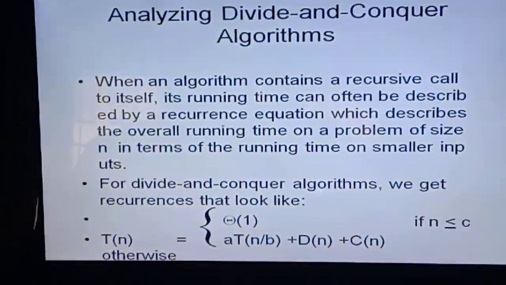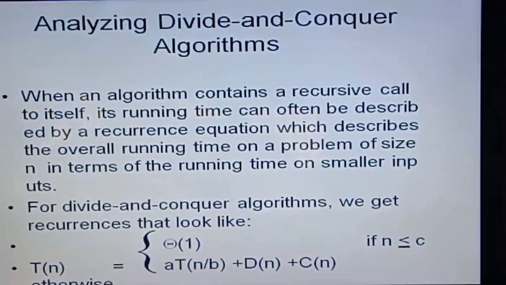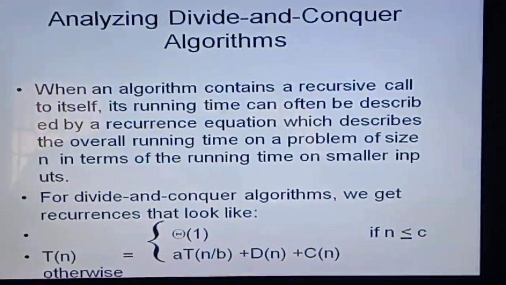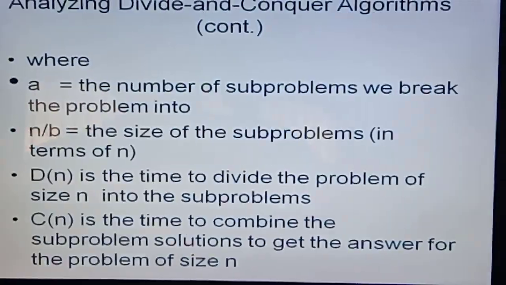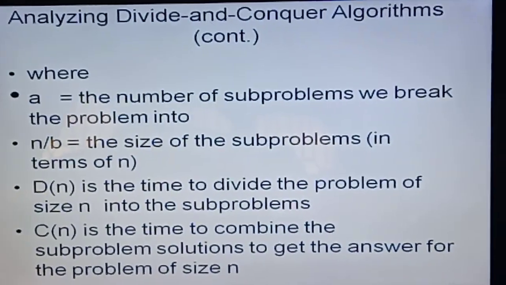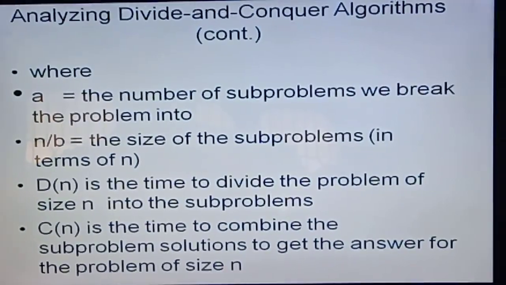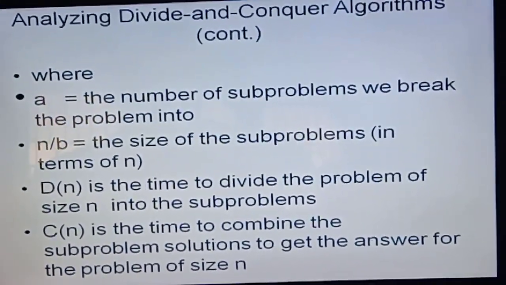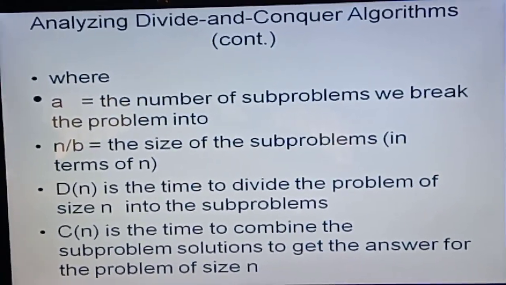Already we have seen 3 factors. These are the next 2 factors. This is the time taken for each subproblem, and D(n) is the time for dividing, and C(n) is the number of steps for combining. Where a is the number of subproblems we break the problem into. n/b is the size of the subproblem. D(n) is the time to divide the problem of size n into subproblems. C(n) is the time to combine the solutions to get the answer for the problem of size n.